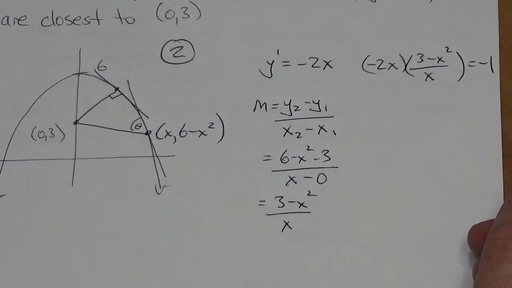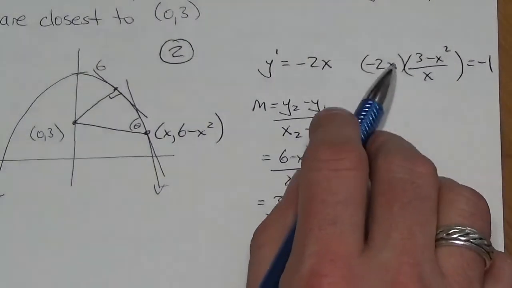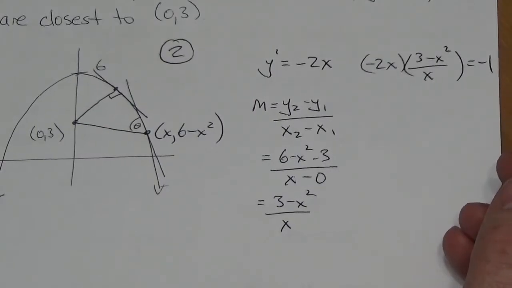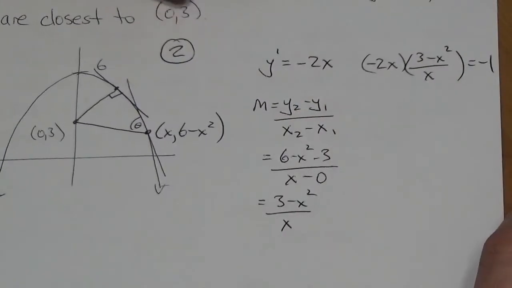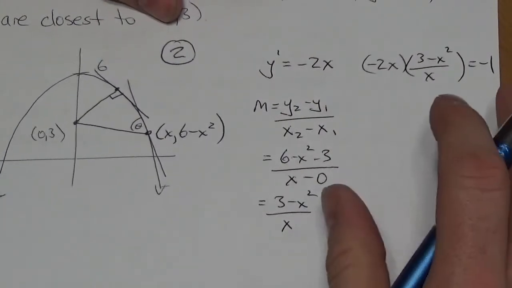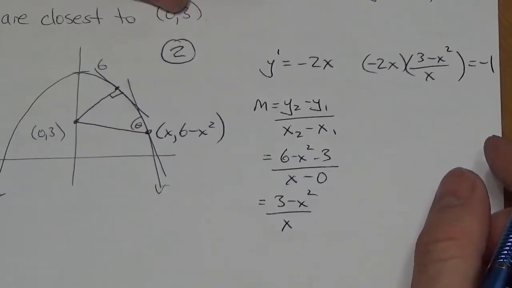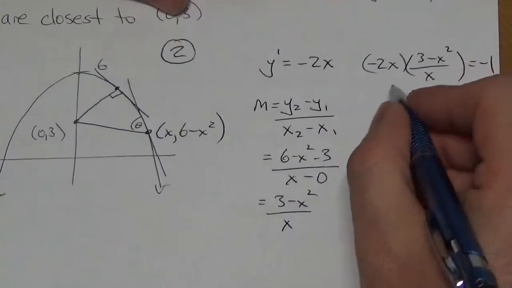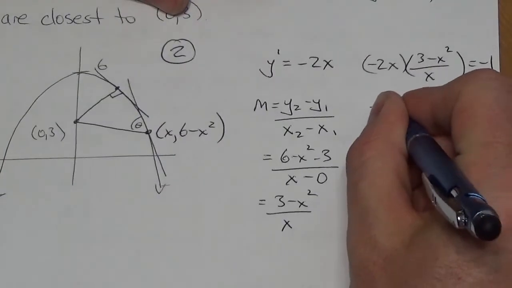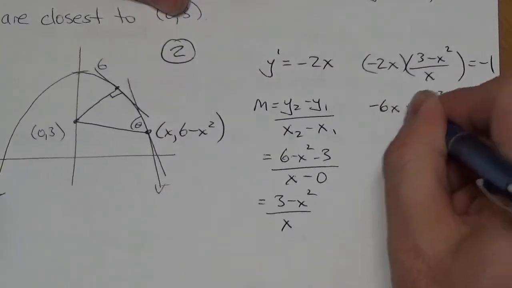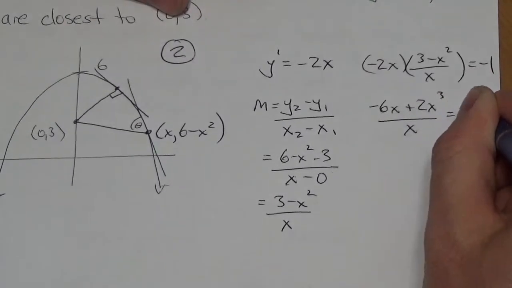Now, I know right away that you might look at this and think to cancel out the x's there. And we totally could do that. But I don't want to do that right now. I want to leave that in. And you'll see why in just a moment here. So I'm going to multiply through by that numerator. We're going to get negative 6x plus 2x cubed over x is equal to negative 1.